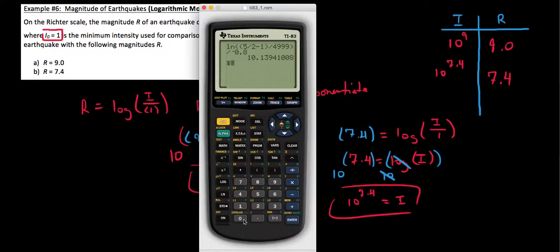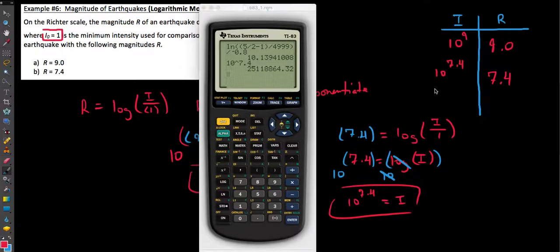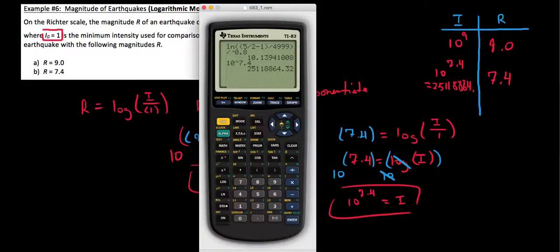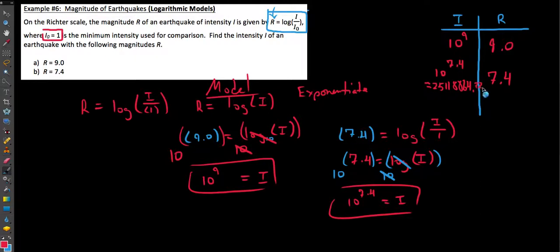I want you to see that 10 to the power of 7.4 isn't as easy as just having a certain number of zeros after it. There's actually a number associated with it. So we have 25118864, so this is approximately 25,118,864.32 in magnitude, or intensity.